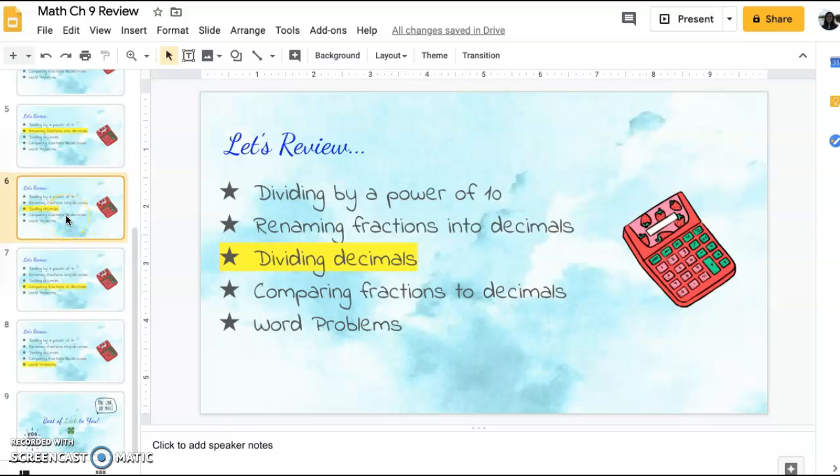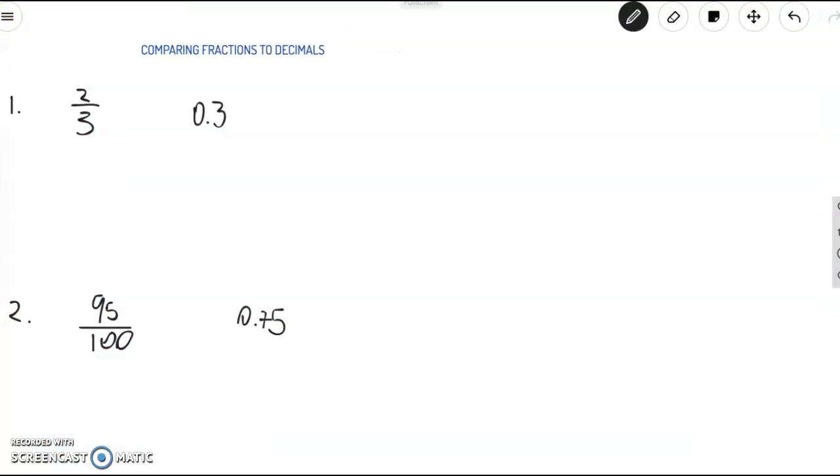Now, we're going to actually look at examples about comparing fractions to decimals. So it's actually related to what we did with renaming them. So let's go ahead and look at these two examples. Again, please pause this video and try it on your own and then resume the video.